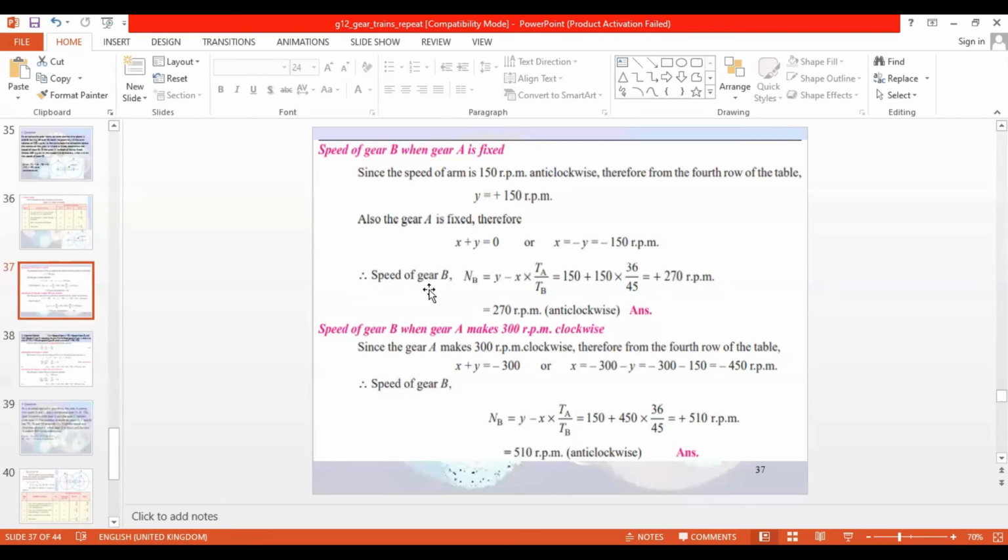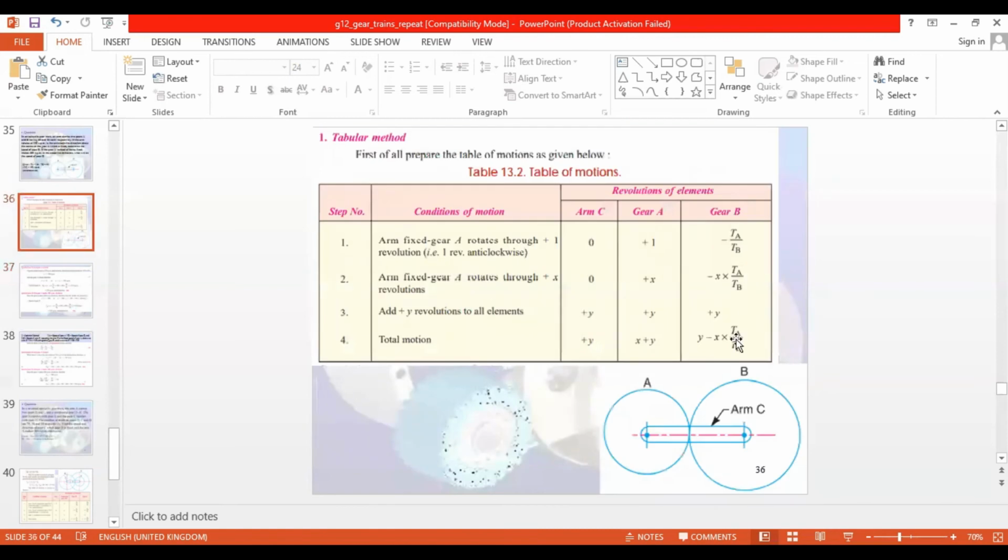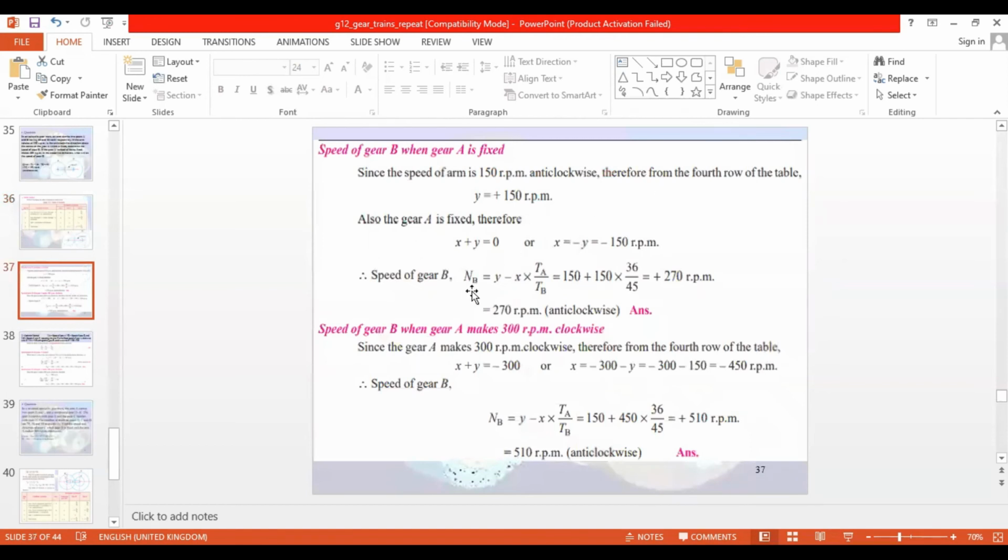And therefore, speed of gear B. So now we'll go here, speed of gear B. So this is gear B, right? So speed of gear B is y minus x into TA by TB. Now we know y, that is 150, and we know x, that is minus 150. TA and TB are given in the question. We will replace everything.